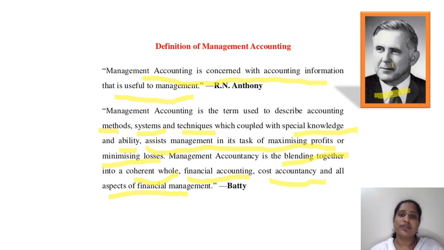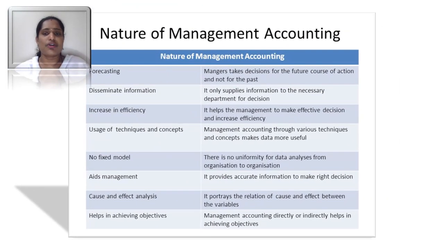So all those things will be helping us to take a good decision for the management. Next, when you check it out with the nature of management accounting, when you talk about the nature of management accounting, this is the area we'll see. That is, it helps in forecasting. Obviously, managers take decisions for the future course of action, not for the past.